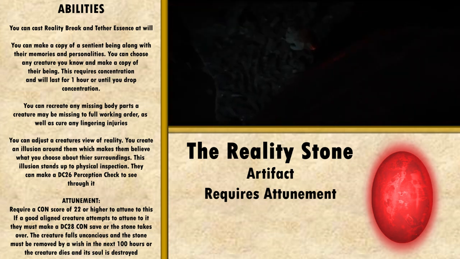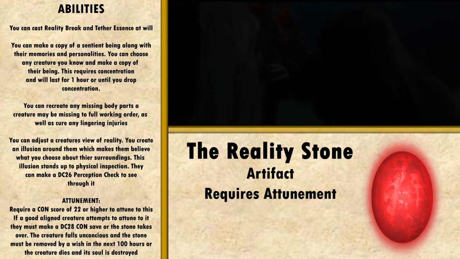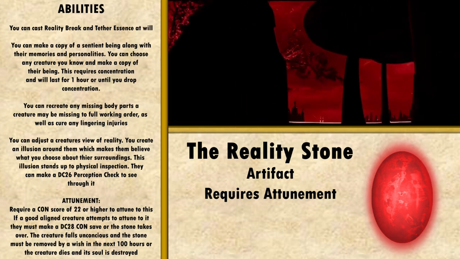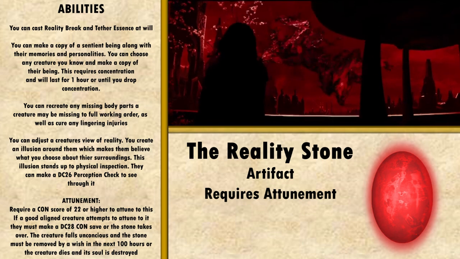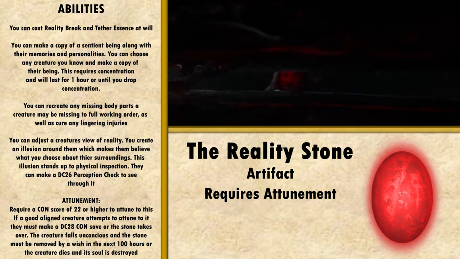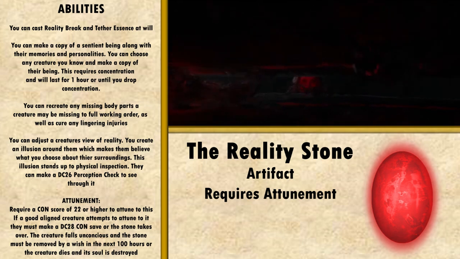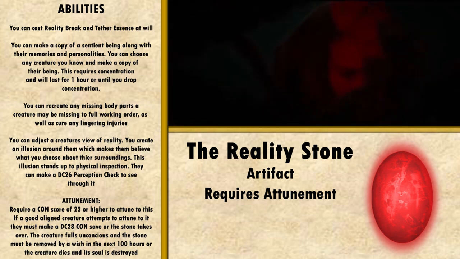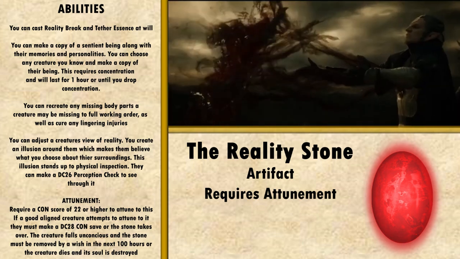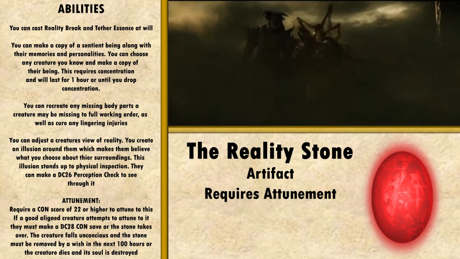Secondly, you can make copies of sentient beings along with all their memories and personalities. This does require concentration, and the created creature will disappear after an hour or when you drop concentration. You can also use the Reality Stone to mend a sentient creature, giving them back any lost body parts or curing any lingering injuries. Finally, you are able to adjust or affect a creature's viewing of reality.